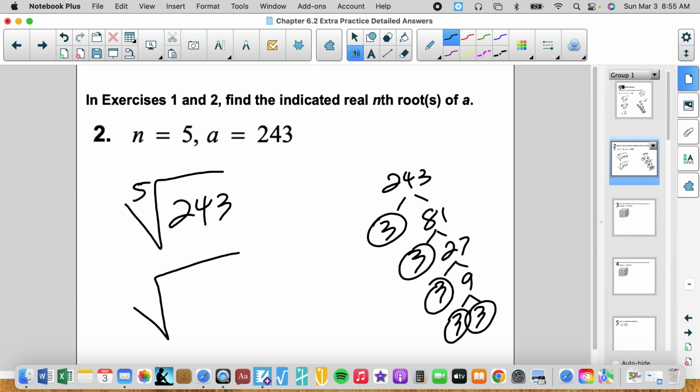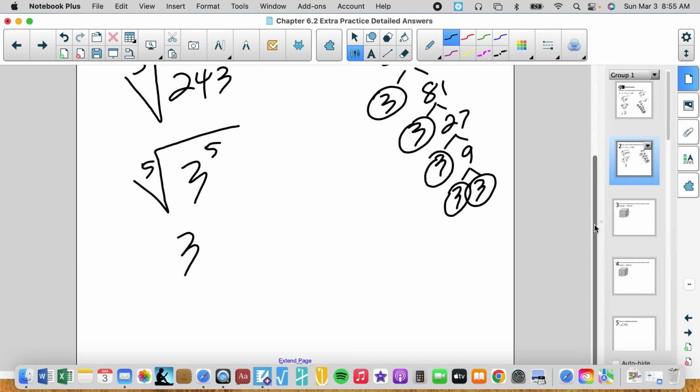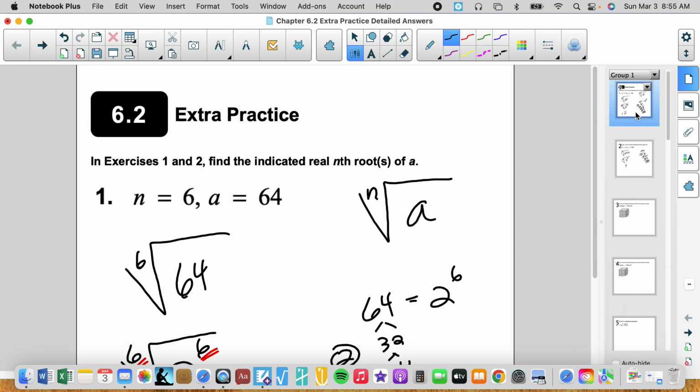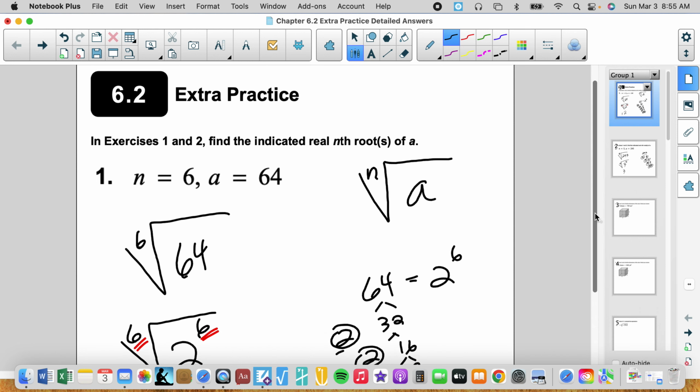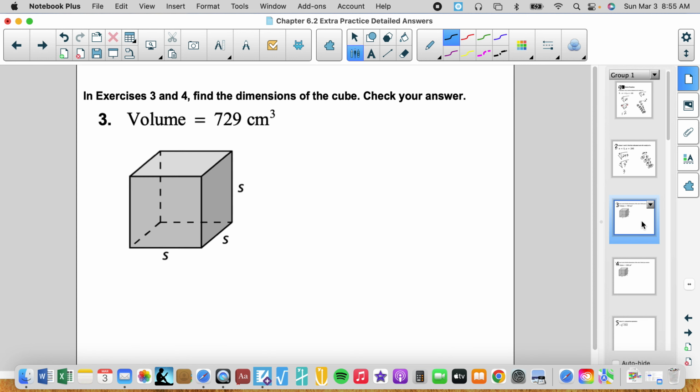So we can write 243 as 3 to the 5th, and we know that those fifths will cancel, so it is positive 3 this time, because a negative would produce a negative, so it wouldn't cancel out. With plus or minus 2, if we had a negative, there's an even number of negatives, so it would cancel to be positive. With an odd root, with an odd power, that negative stays, so it doesn't cancel.